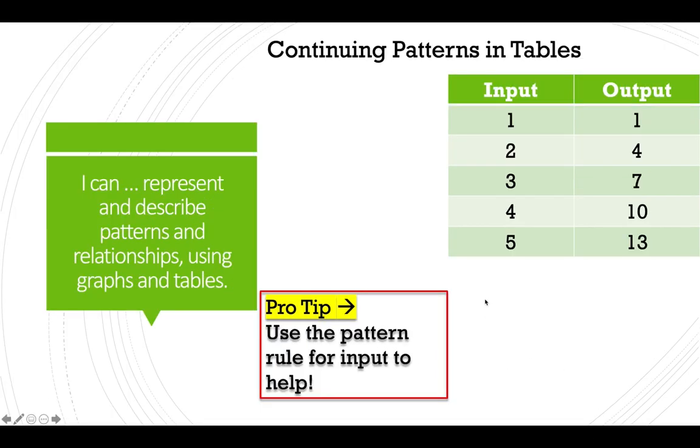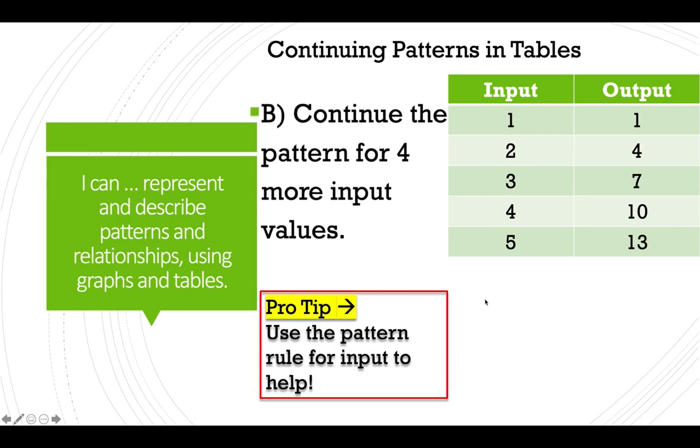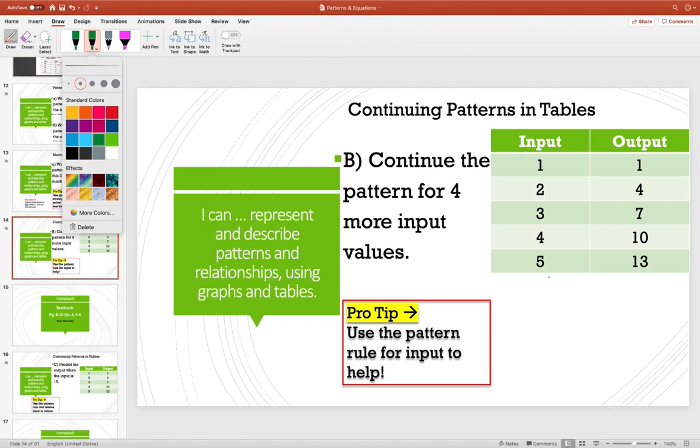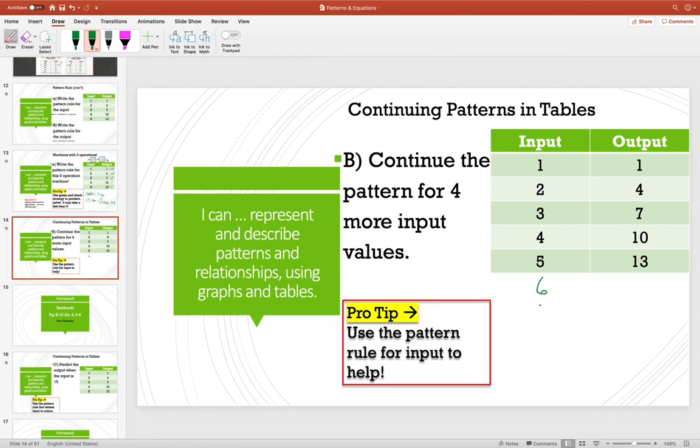Here we go. They might also ask you a question like this: continue the pattern for 4 more input values. Oh, this is just sort of the same thing. So all that I'm going to do is continue the pattern for 4 more input values. So I'm going to do 4 more: 6, 7, 8, and then 9.